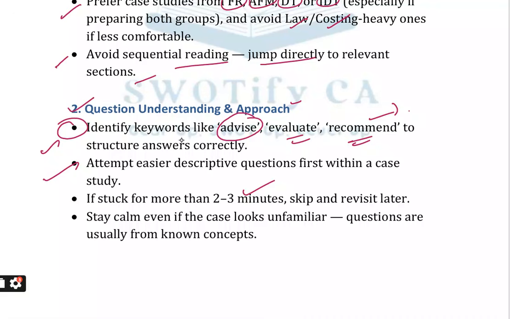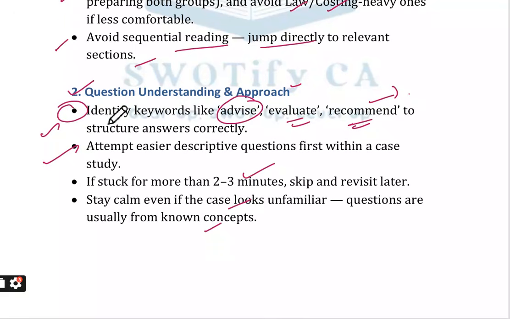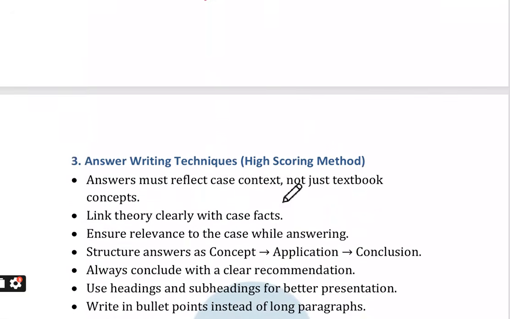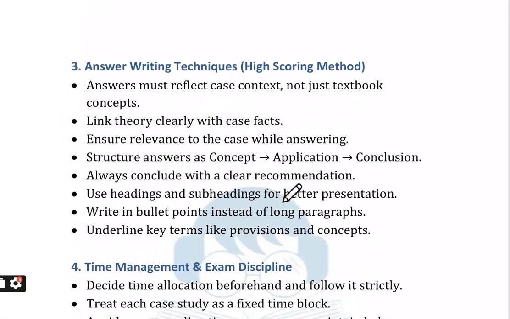So stay calm even if the case looks unfamiliar. Questions are usually from the known concepts that we know, but if it looks unfamiliar or tricky, then take time. Stay calm, then only you can answer the question. So these are the points you have to remember when you are studying the question, when you are understanding what to write and what you should avoid in your exam hall.